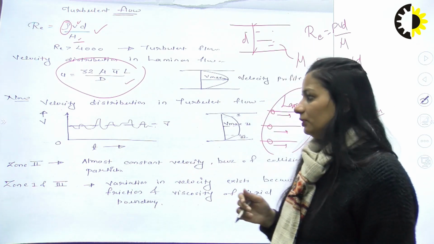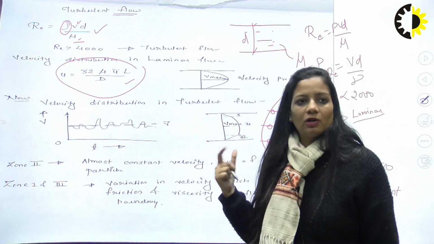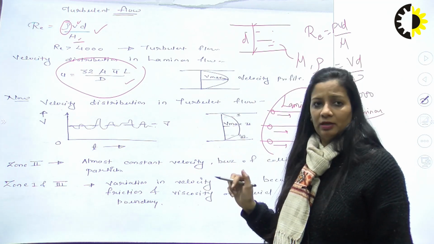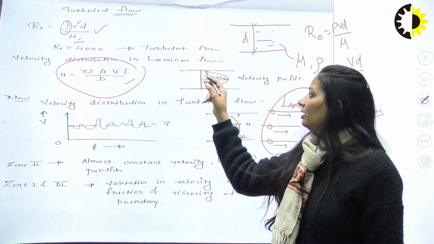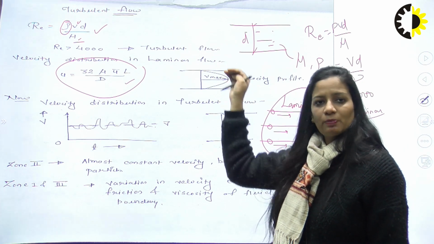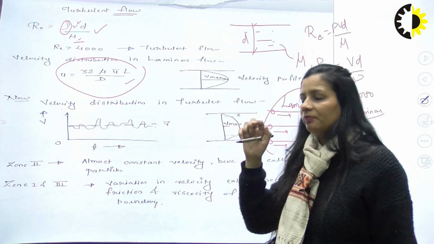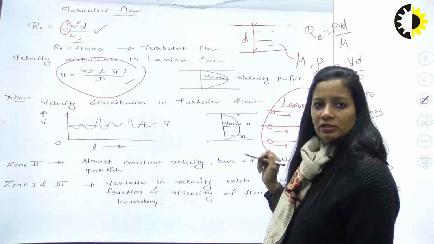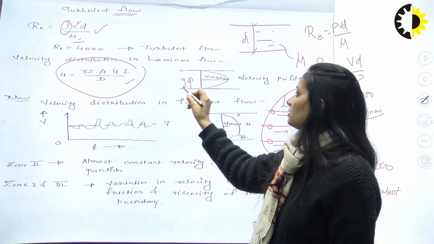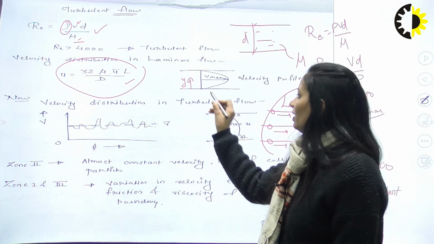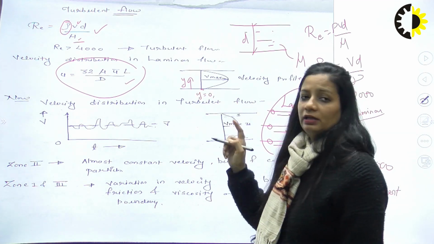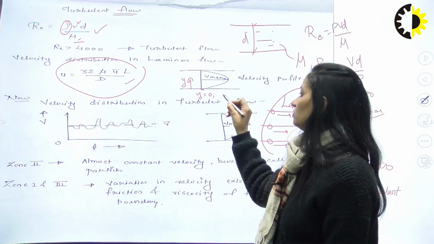When we talk about the velocity distribution in graphical form, here you can see this is your pipe, and here we are showing the velocity variation with respect to the y direction. Let us suppose in this graph I go in the upward direction like this, so y is 0 at this particular point. Here you can see the velocity is also 0.